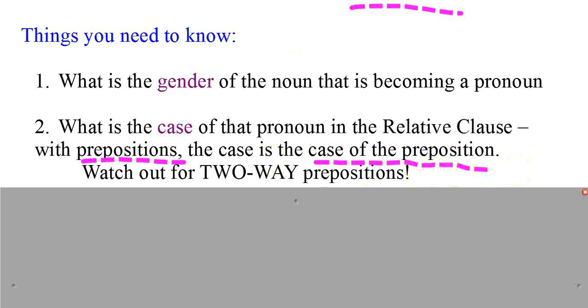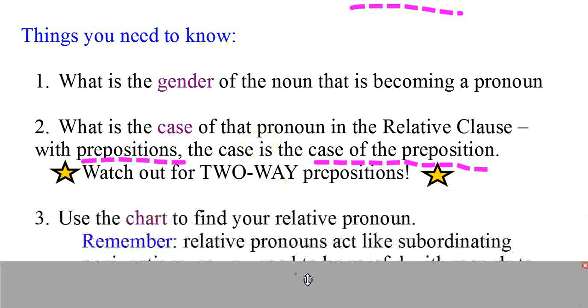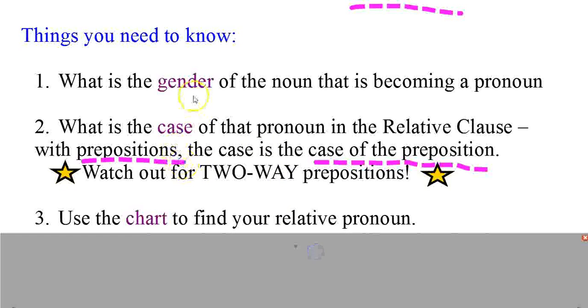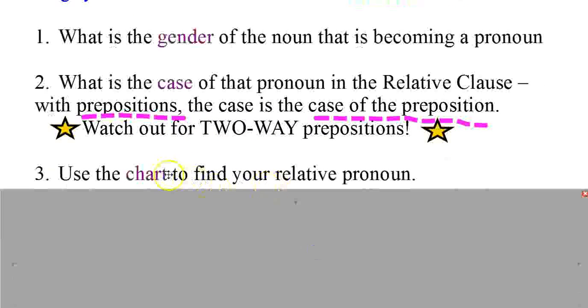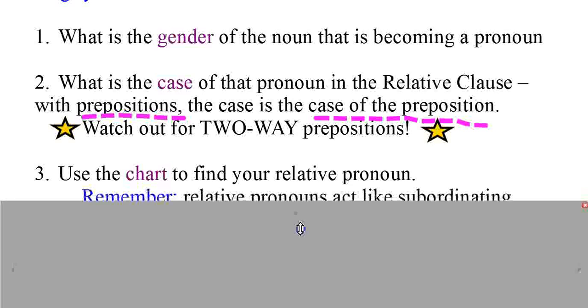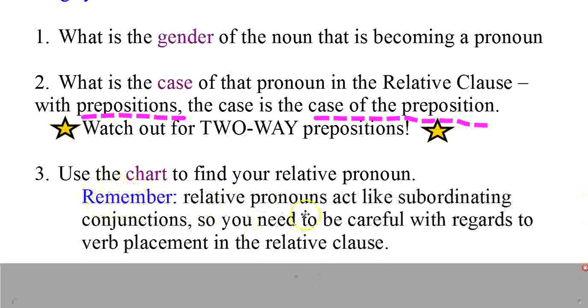The ones we have to watch out for certainly are those two-way prepositions, because two-way prepositions can either be accusative or dative. We have to figure out how they're being used. Once we've figured out the gender and case, then we can go ahead and use the chart that we made. Now, one thing we need to remember is the relative pronouns act like subordinating conjunctions. That means the verb placement goes to the end of the relative clause. All right, so just watch out for where that goes.